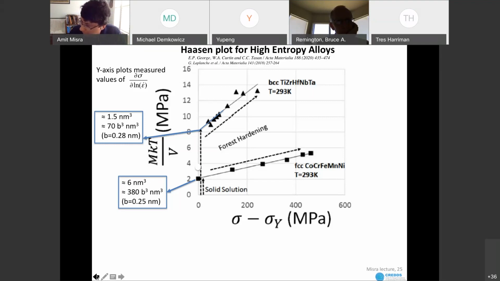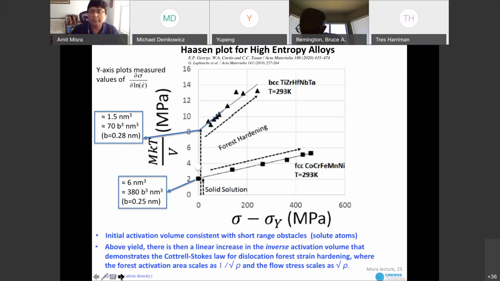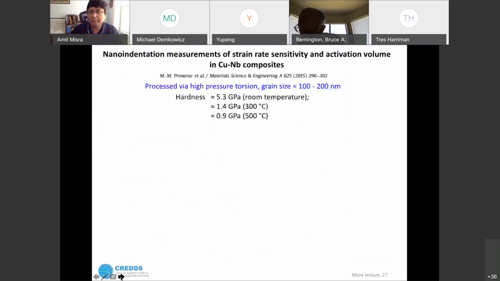Okay, we have a few more questions here from Yupeng. The next one I'll just paraphrase. Could you please comment on the common range for strain rate sensitivity exponents M? The question is motivated by page 28, where M seems very small in the table.